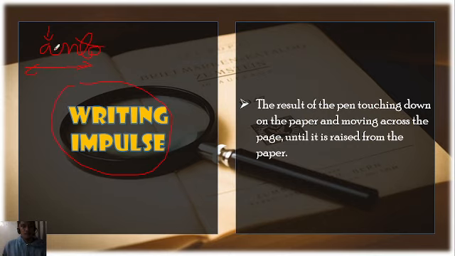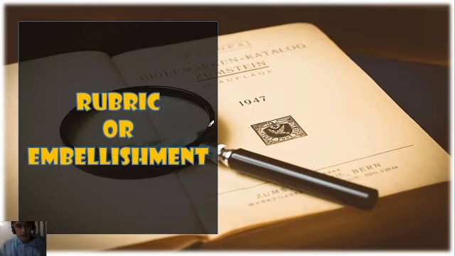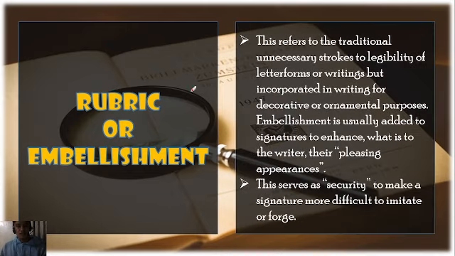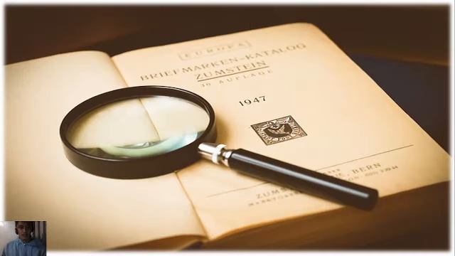writing impulse. Okay? And with that, we have here rubric or embellishment. Nabanggit na natin kanina, yan yung mga decorations po natin. Common po dyan yung letter I. Okay, so ginagamit na that is star or yung iba is heart. Okay, and that is a form of embellishment. Take note that is also called as rubric. Okay, so with that, those are the writing characteristics that we have here.